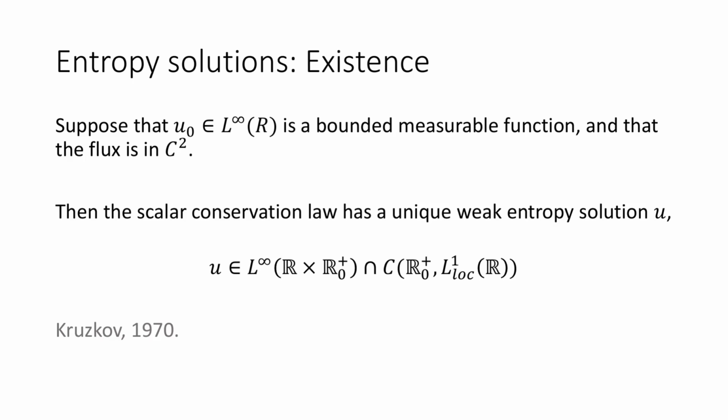Suppose that U0 is an essentially bounded function. It's a bounded measurable function. And suppose that the flux, for simplicity, is twice differentiable. Then the scalar conservation law has a unique weak entropy solution U, which is essentially bounded in space and time, and which defines a continuous function from t into the space of locally integrable functions.